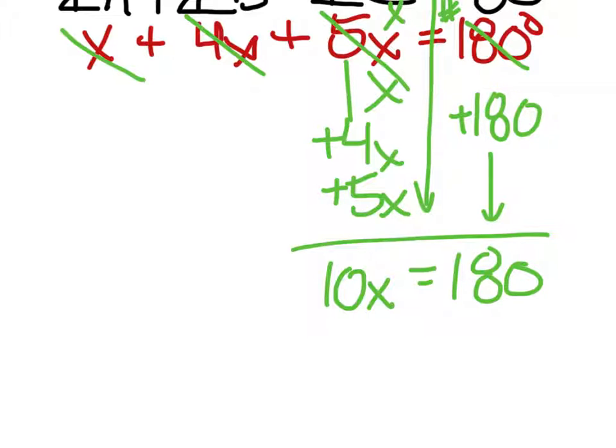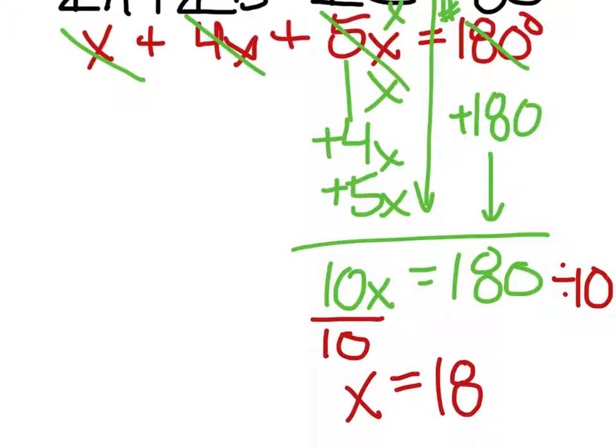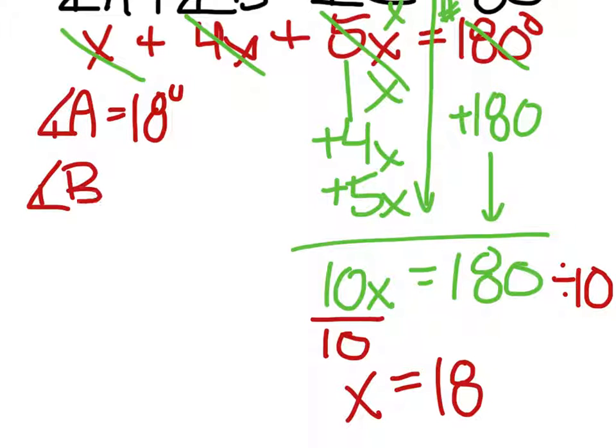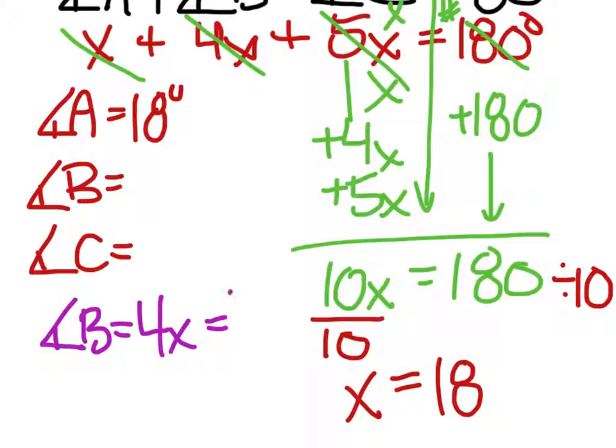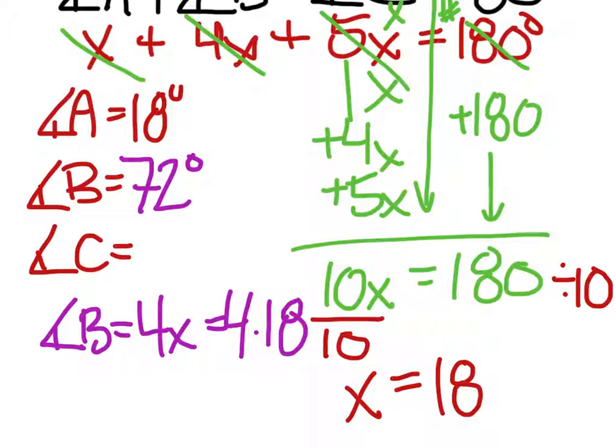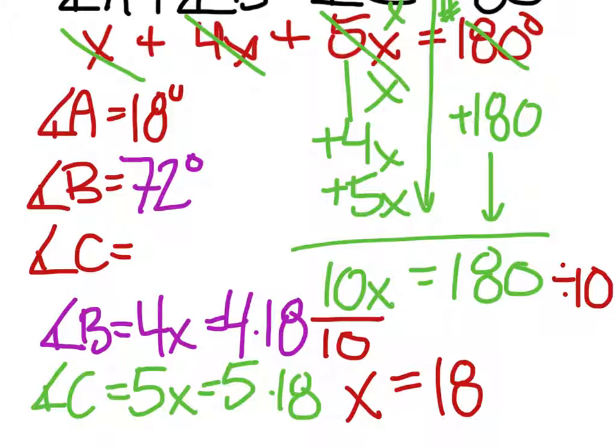So we're on the last step of the switch and stay game. Let's divide by the coefficient. So let's take this, divide by the coefficient, and as it turns out, x is 18 degrees. So angle A is 18 degrees. Then from there we can figure out angles B and C as well. But before we do that, we are going to have to do some multiplication here. Because we know angle B is 4 times X, so it's actually 4 times the 18. All right? And that'll give us 72 degrees. And this last one, angle C, is 5X. So I'm going to take 5 times 18, and that will give me 90 degrees. So this is my answer.